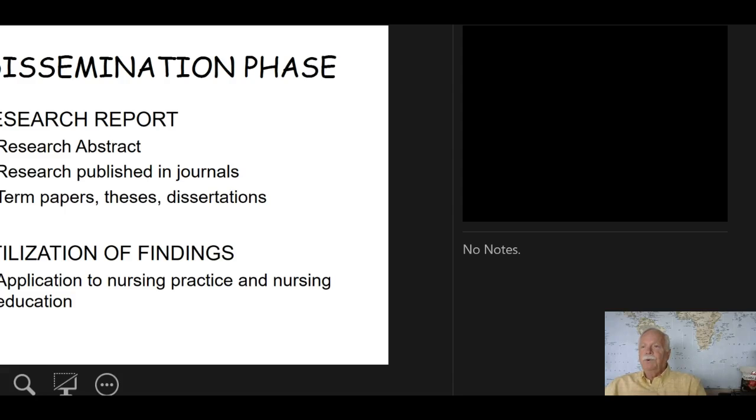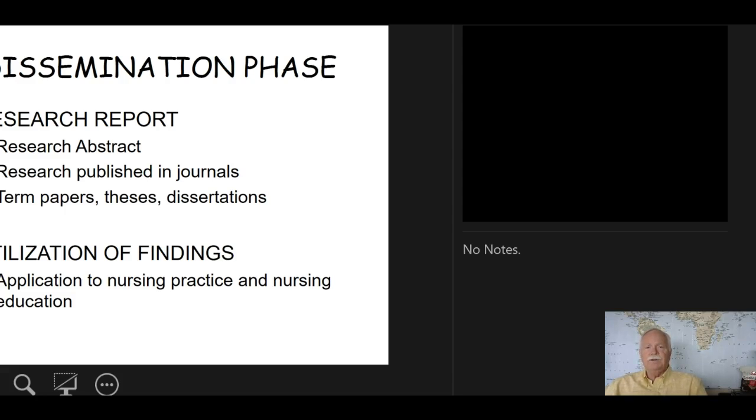So the research report, there's various ways that the information is shared. It could be a research abstract. It could be research published, as I mentioned, in peer-reviewed journals, or it could be student research. And I should make a note that almost all research, there's very few exceptions, has to also have institutional review board approval for protection of human subjects. So that's always a part of that approval process.